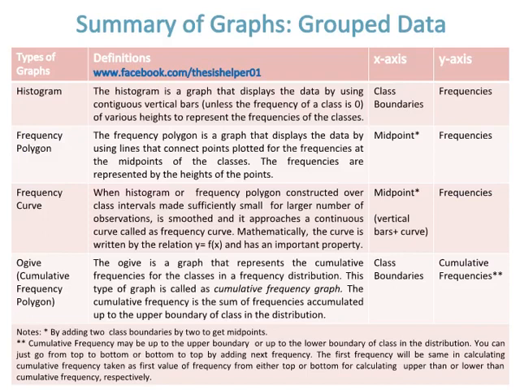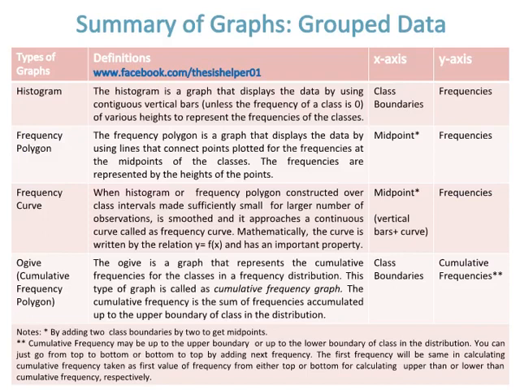The ogive is a graph that represents the cumulative frequencies for the classes in a frequency distribution. This type of graph is called a cumulative frequency graph. The cumulative frequency is the sum of frequencies accumulated up to the upper boundary of a class in the distribution. The class boundaries are taken on x-axis while cumulative frequencies are taken on y-axis.